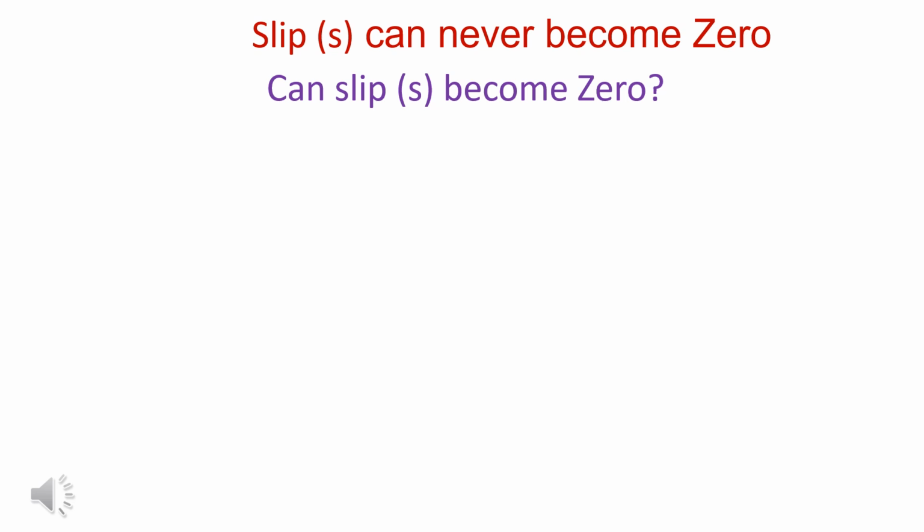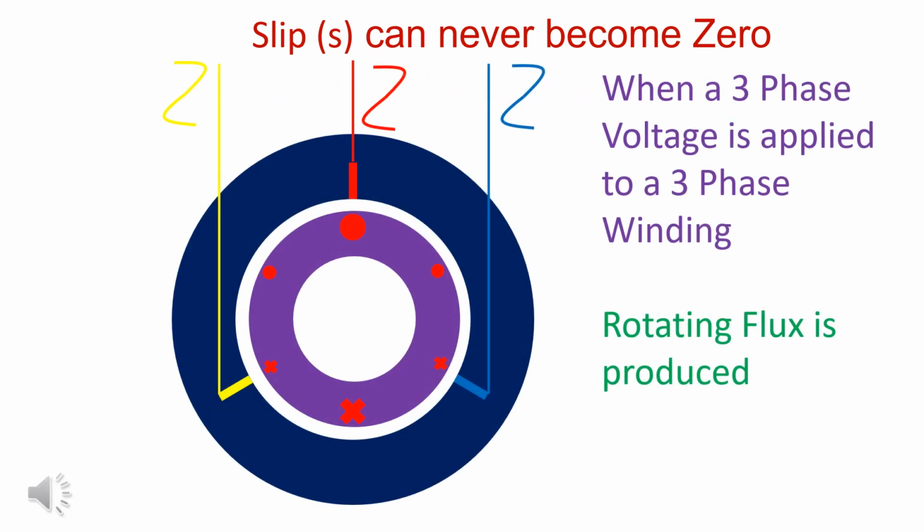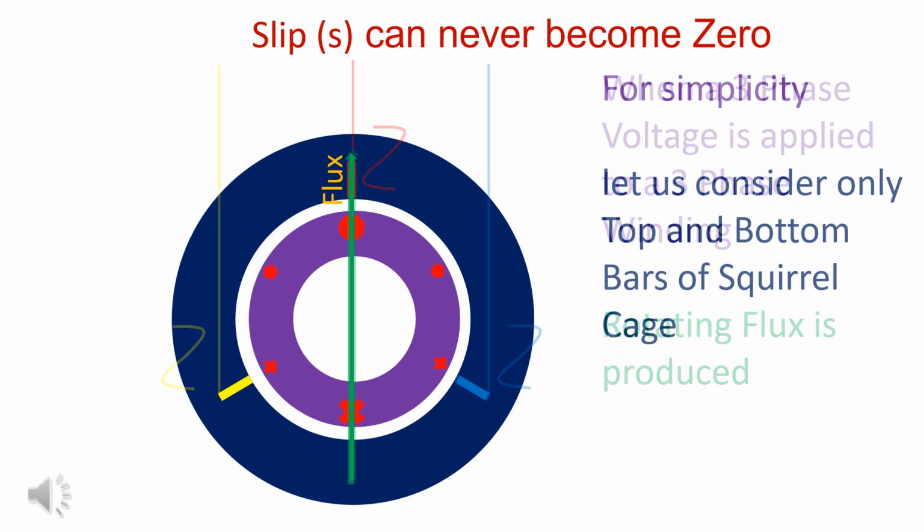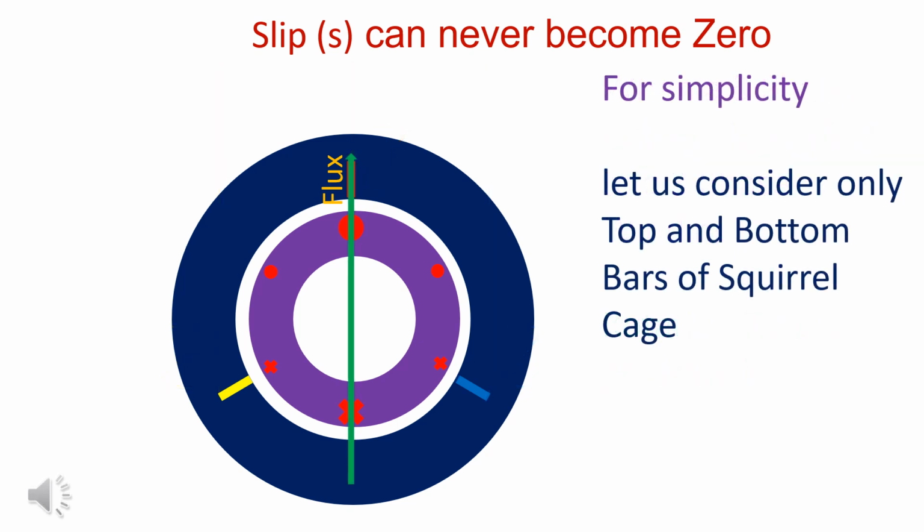Is it possible for slip to become zero? Three-phase voltage applied to three-phase winding produces a rotating flux. Let us consider only top and bottom bars of the squirrel cage.